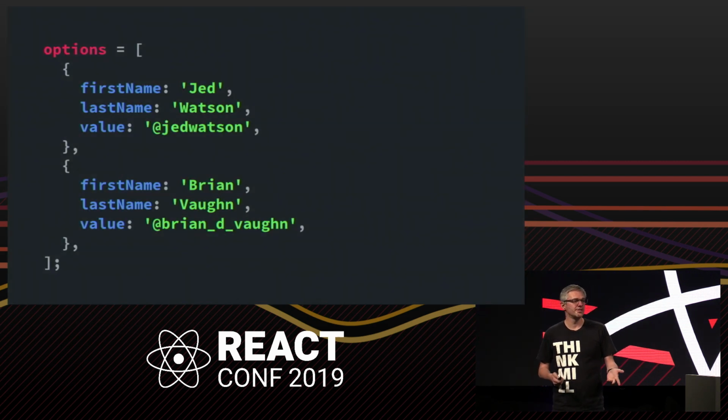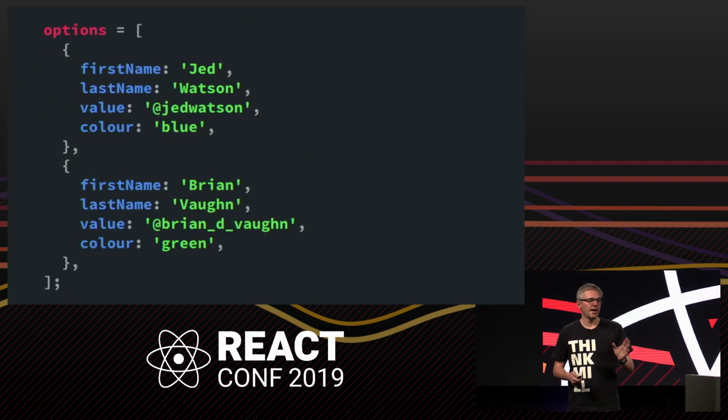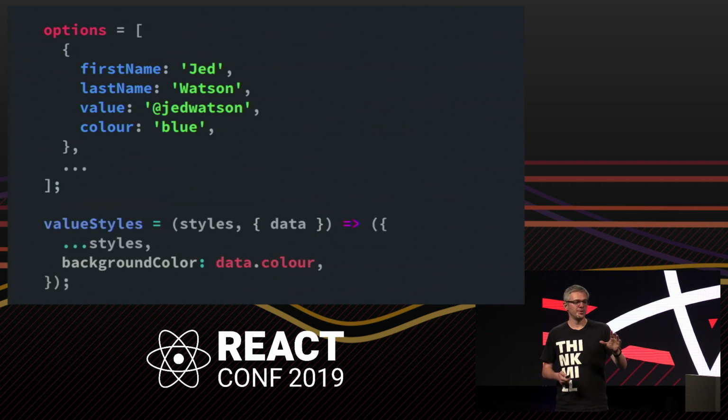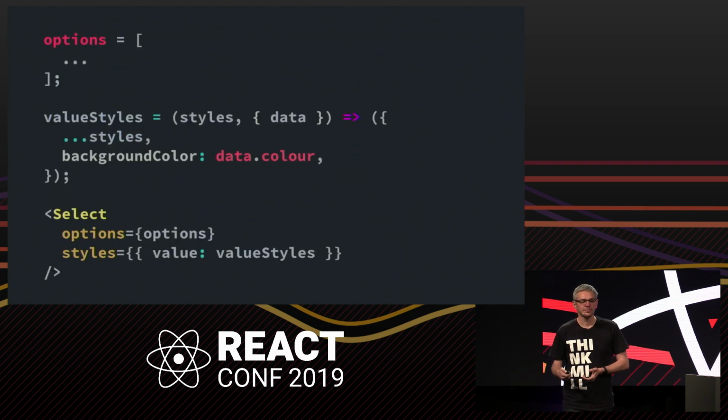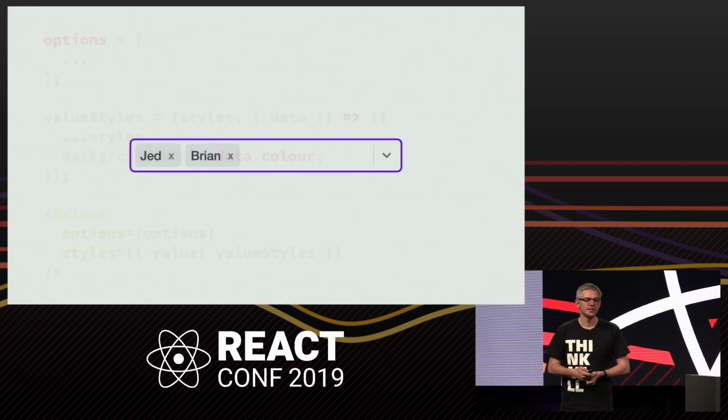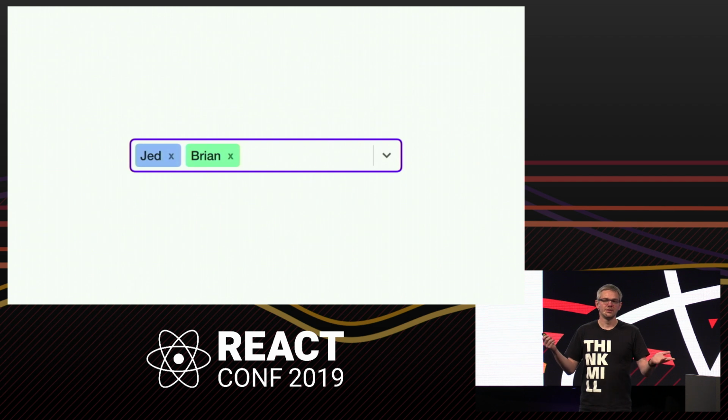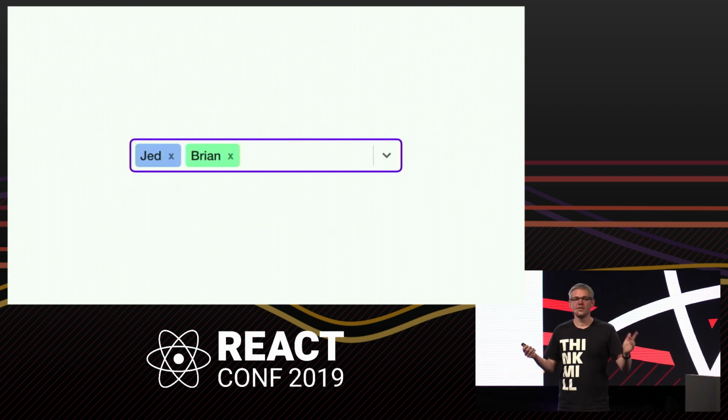Let's get a little bit crazy. Let's use the styling API and add a color to each of us. So now we can create a value styles function. Again, it takes the same state, which for a value is the one that it's representing. We can change the background color, pass it through to React Select, and now we can be themed. And this sort of thing was never possible in version 1. This is actually a huge advance.